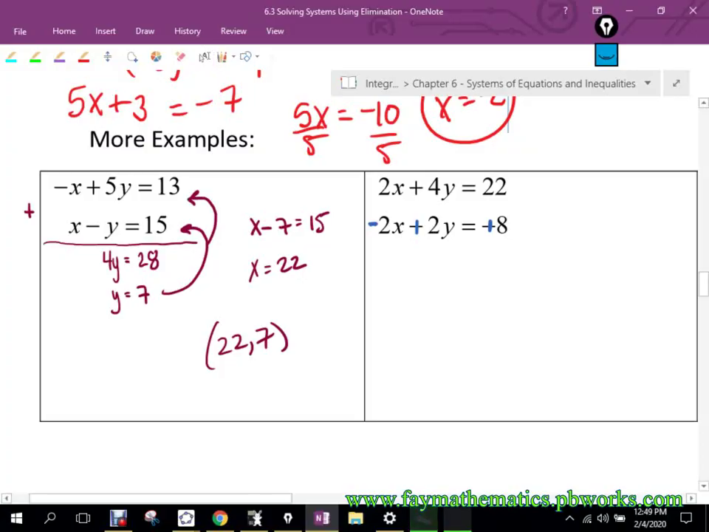Okay, so let's do this next one. What variable here, and remember, there's no wrong answer to this. What variable do you want to cancel? x? Why is x the most logical?